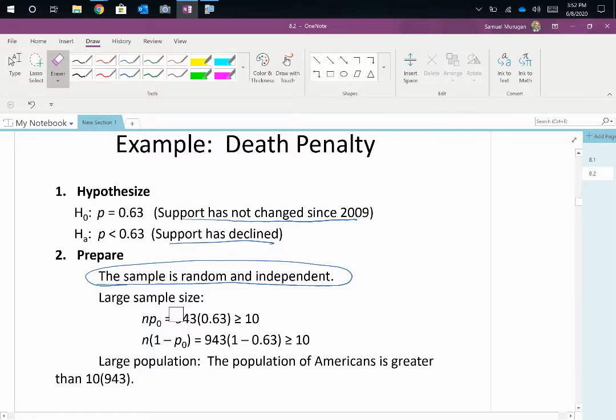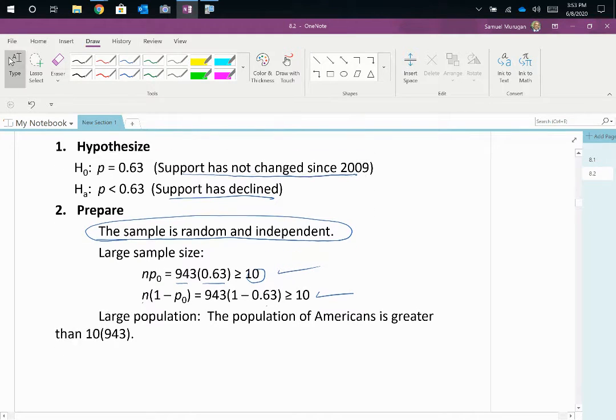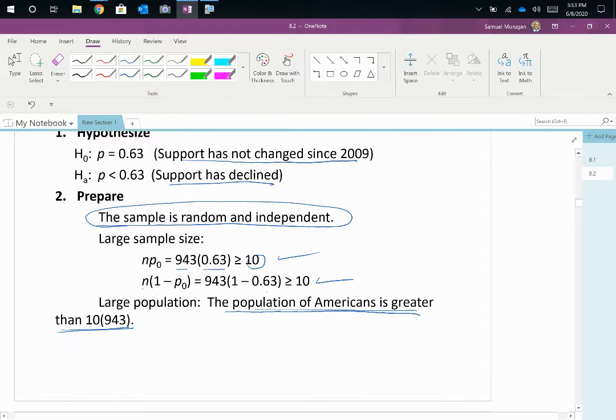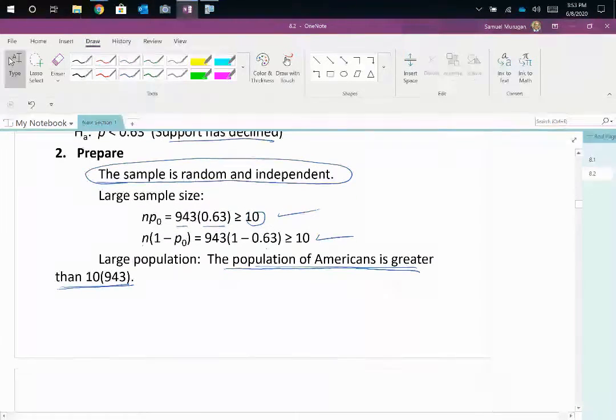For the large sample size, we take n times 0.63, and that is a number that is greater than 10, so this condition is met. And then we take n times 1 minus 0.63, and that is a number that's greater than 10, so that condition is met. The population condition says that 10 times the sample size must be smaller than the population, and the population of Americans is greater than 10 times 943. In fact, the population of America is between 300 and 400 million right now. Okay, so that means that the conditions are met.